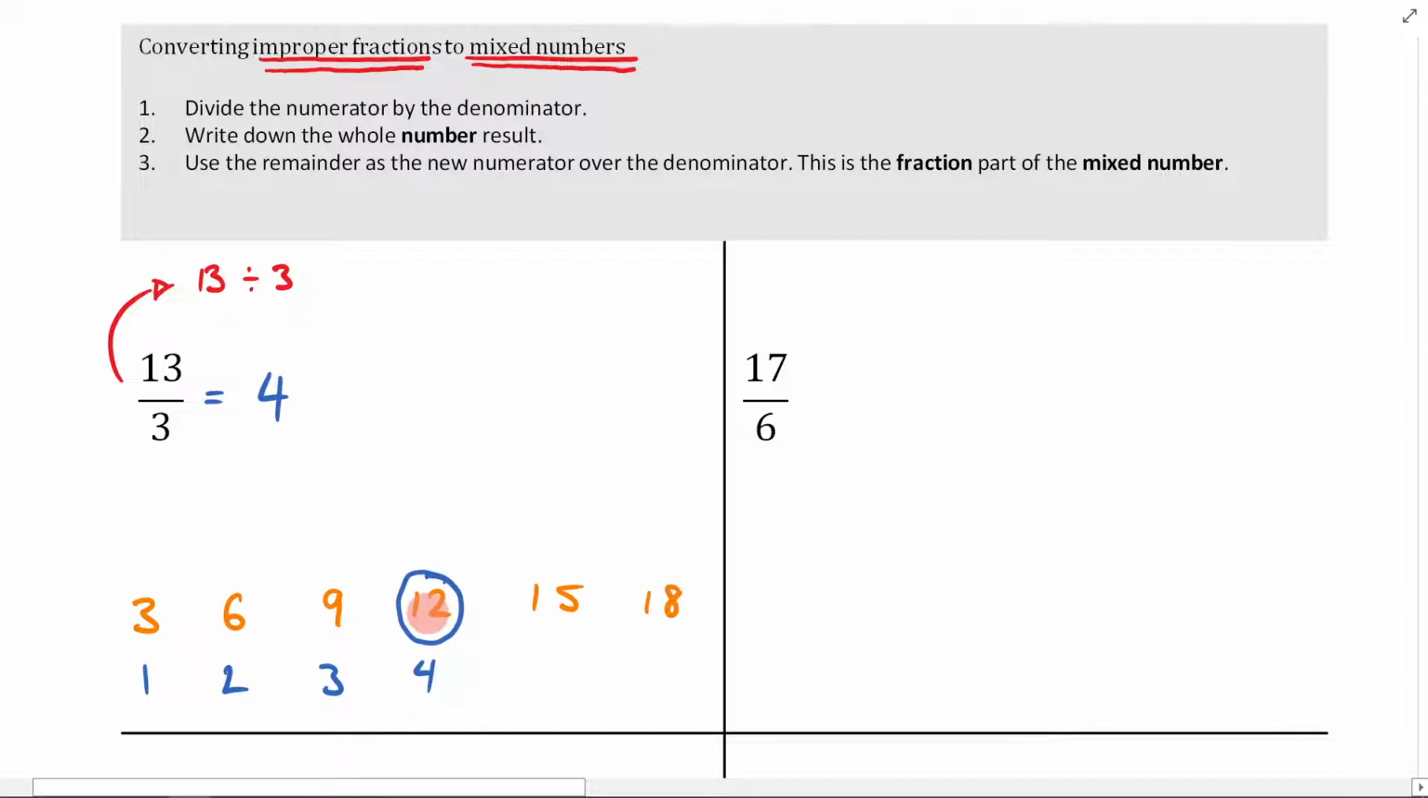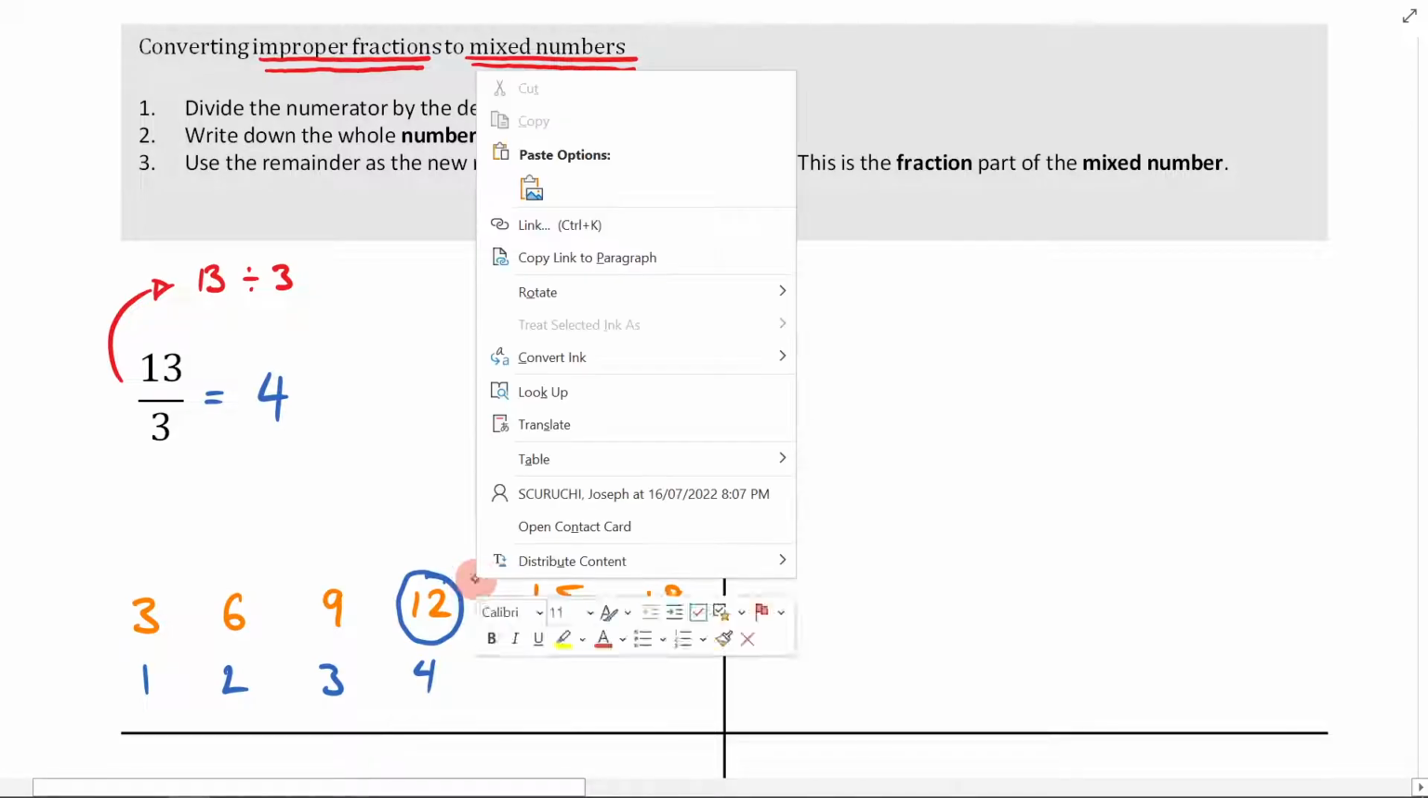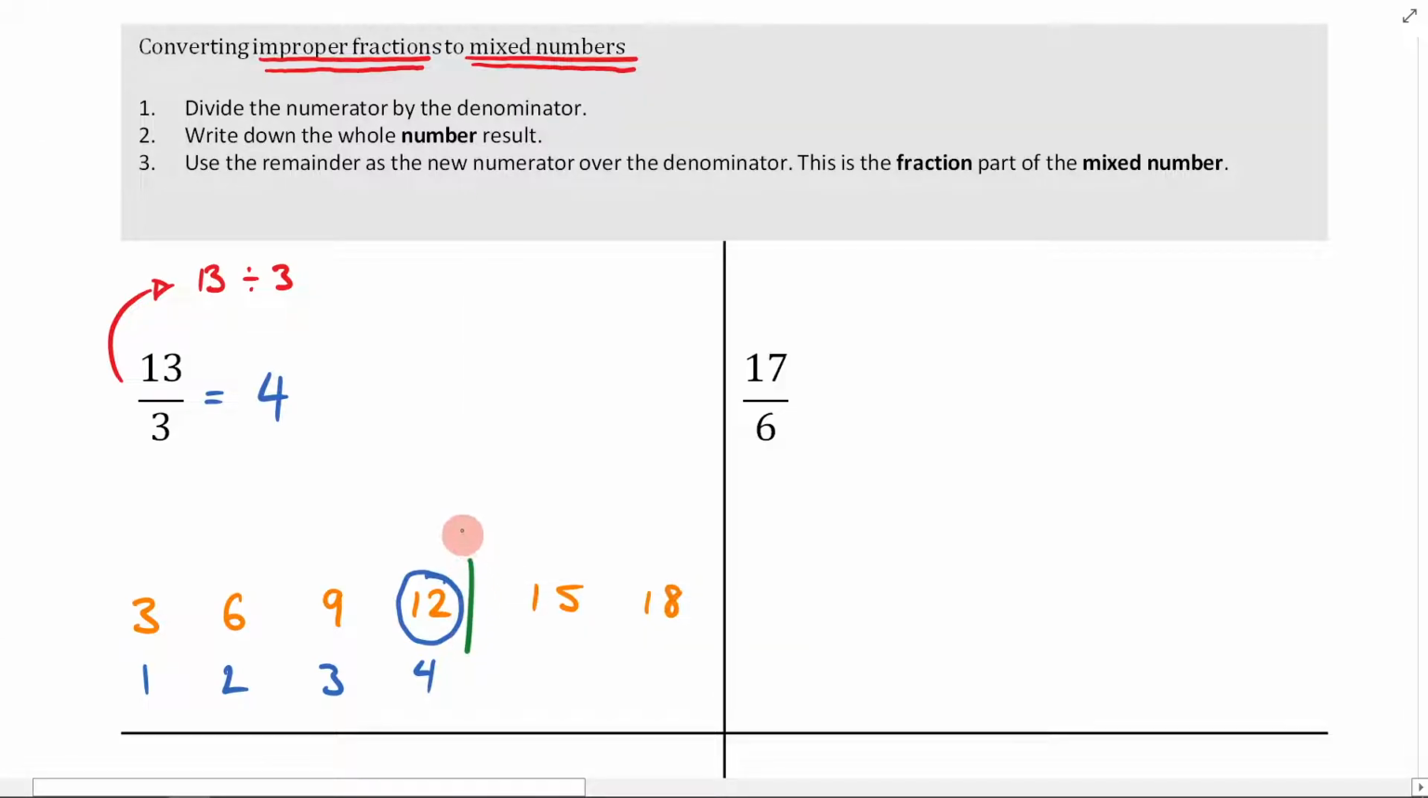But then you have to think, well, I've got 13. I've got a bit left over, don't I? Because here is 13. So how much leftovers do I have? Well, what's the difference between 12 and 13? I have 1 left over. So that means it's 1 over my denominator of 3. 1 over 3. You have to use the denominator of the improper fraction. Because I've got a 3 here, you have to put a 3 there.